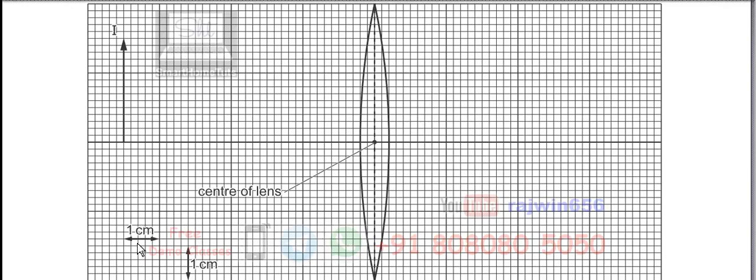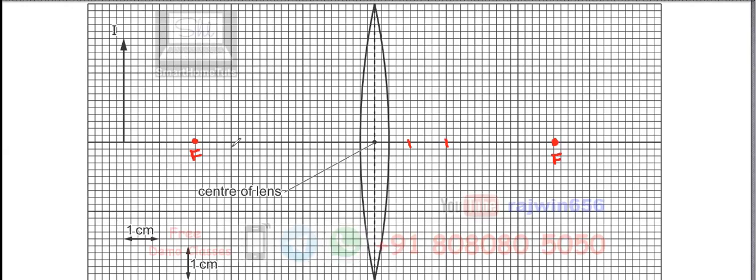The first thing that I'm going to do over here is 5 centimeters. Each one of these units that is shown over here is 1 centimeter. This is 2 centimeters, 3, 4, and this is going to be 5 centimeters. This is the focus. On the other side also I'm going to mark the focus. This is 1, 2, 3, 4, and this distance is 5 centimeters. This is the focal length.